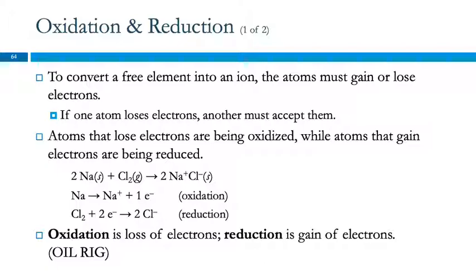When an atom loses electrons, that's called oxidation, and when an atom gains electrons, that's called reduction. So a good way to remember this is with the sentence: oxidation is loss of electrons, reduction is gain of electrons, abbreviation OIL RIG. Oxidation is loss, reduction is gain of electrons.